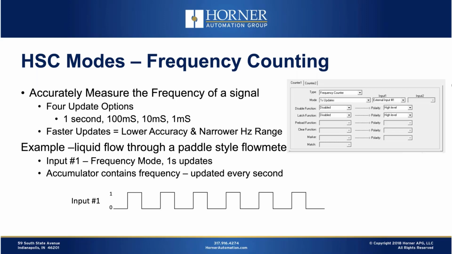Now our example here is where we have liquid flow through a paddle style flow meter. My graphic is covering up the flow meter word there. And I've just configured it very simply, whereas input number 1 is set for frequency mode and 1 second updates. In this particular case, I'm not configuring anything for disable or latch. I'm just allowing the frequency to be updated in the accumulator once per second because that's how I've configured it.